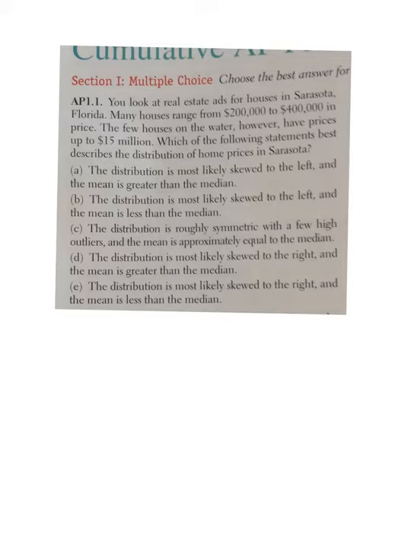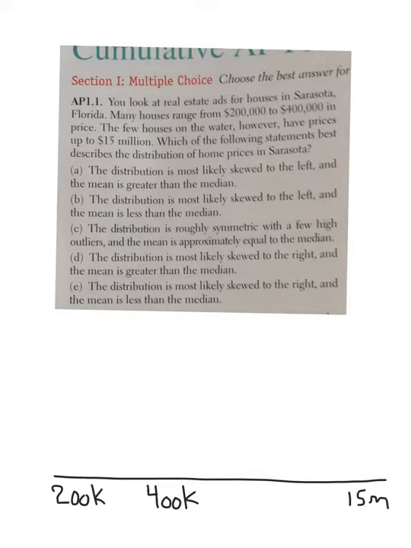Okay, here's number one. Now, if you read it, they were talking about these houses that are between 200 and 400,000 right here. Most of the houses are in that range, but you have a couple of houses that are really expensive. Let's see what that graph would look like if we drew that graph. So something like this, right? And you've got, I'll label the axis. So it might look something like this.